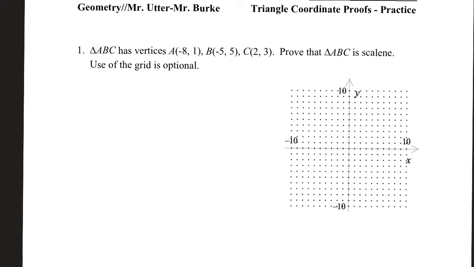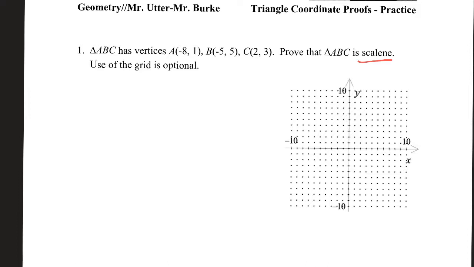All right, number one, we have triangle ABC, which has those vertices, and we want to prove that ABC is a scalene triangle. Let's recall that a scalene triangle has all three sides that are different from each other in terms of length. So that means we're going to need to use the distance formula 3 times.